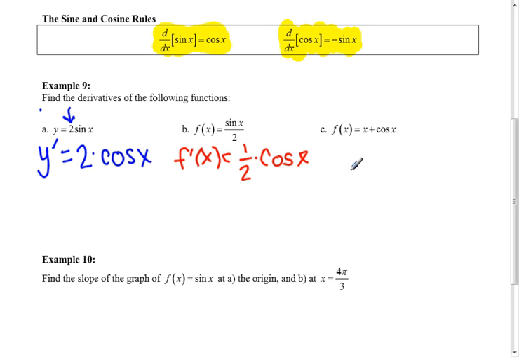Alright, and for the last one here, we're just combining two different functions. It's our sum of two derivatives. The derivative of x is just 1. The derivative of cosine, we now know that forever, is negative sine of x. So in this case, f prime of x, don't mind this notation, just learning how to use this pen, is 1 minus sine of x.